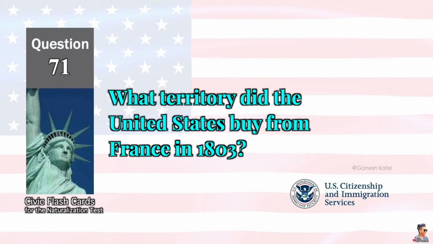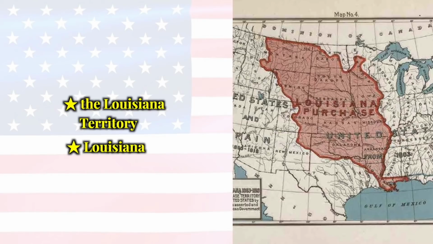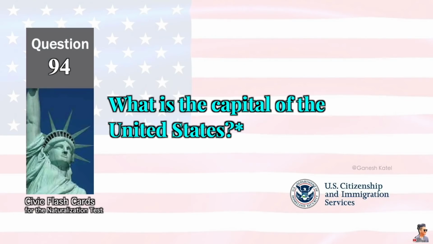What territory did the United States buy from France in 1803? The Louisiana Territory. Louisiana. What is the capital of the United States? Washington, D.C.